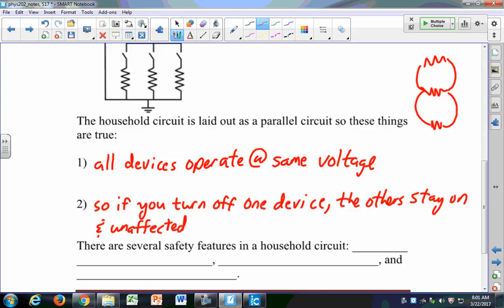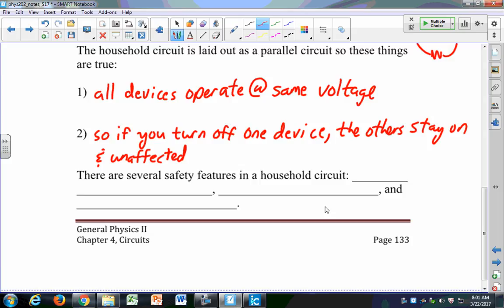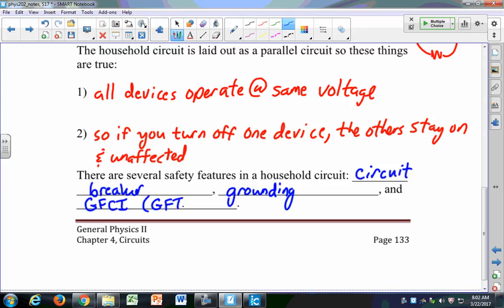Several safety features in your household that you need to know about. You need to know what they do and how they do it. The circuit breaker, the grounding. That's that bare copper wire that you see in that Romex. That's sort of the brand of it. And the GFCI, or sometimes this is called just the GFI. I'll tell you what that means. You need to know what each thing is and how it works and what it protects you from.